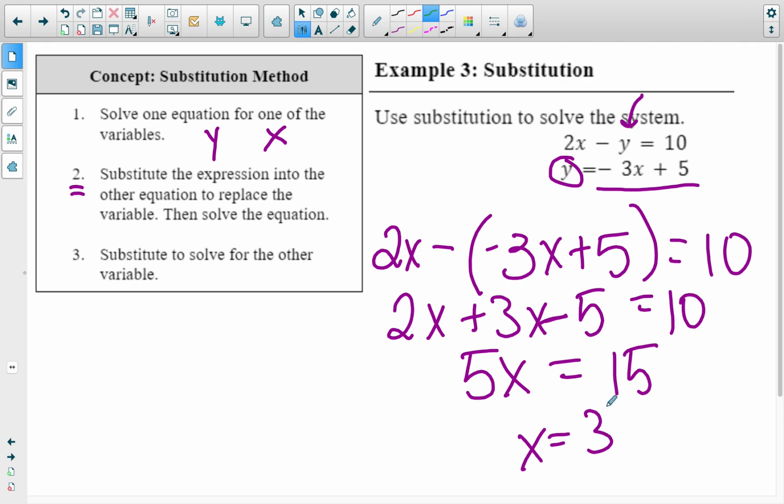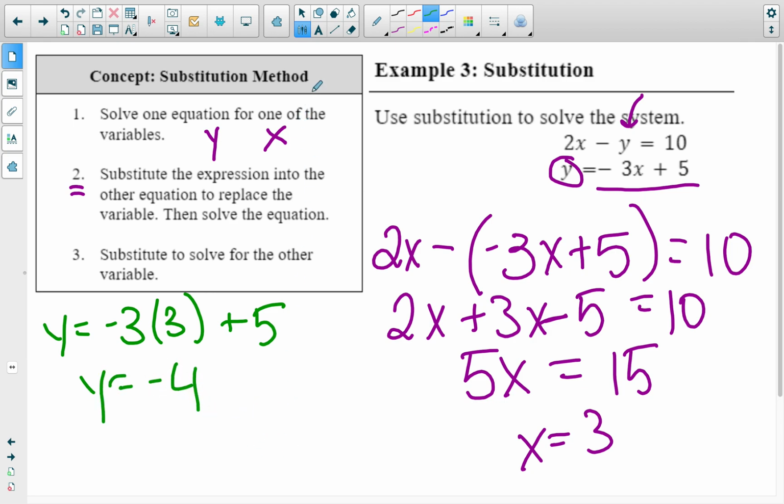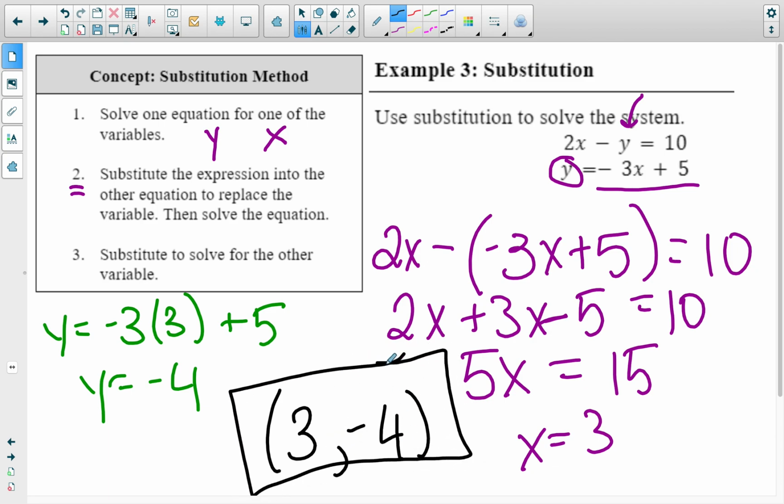So we're going to use the fact that x equals 3 and put that in for x in the bottom equation. You could use either the top or the bottom equation, but the bottom one's already solved for y, so it's a little bit easier. y equals negative 3 times 3 plus 5, meaning that y equals negative 4. Our solution is going to be an ordered pair. The ordered pair will be 3, negative 4. And that is how I want you to write your solutions, as an ordered pair.